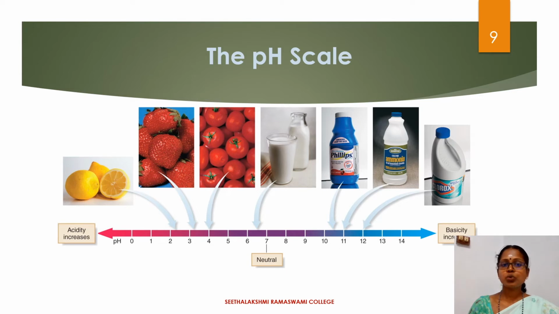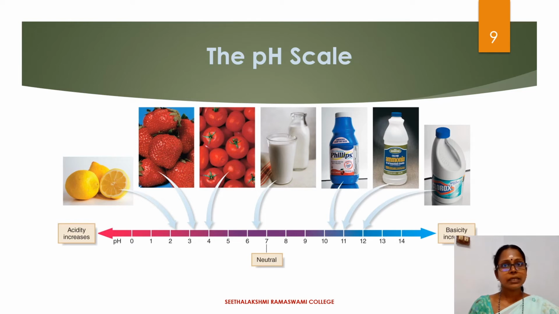Lemon juice falls at a pH of about 2. At pH equal to 1 comes your stomach acid, which is hydrochloric acid. And close to pH 0, represented by battery acids, which are very harmful to human tissues.